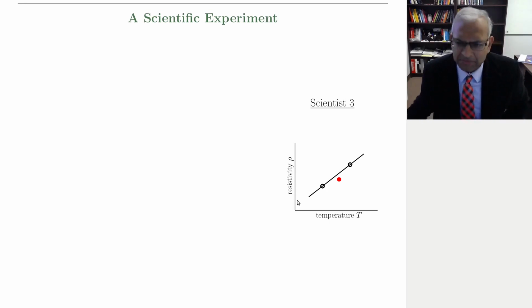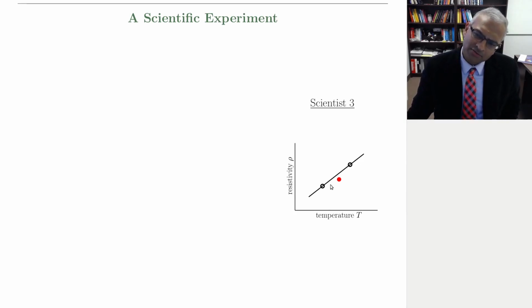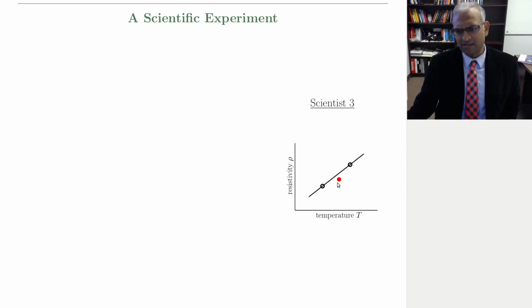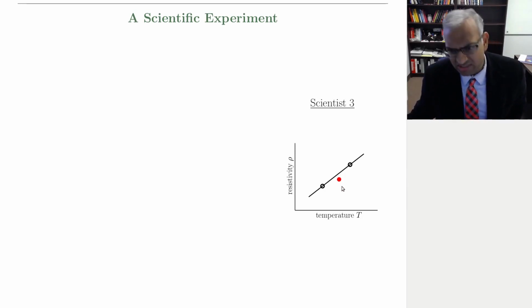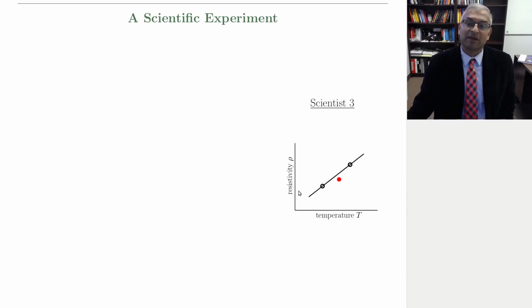very, very careful measurements, has collected the resistivity for 3 temperatures, and finds that, okay, they're almost on a line. There's this red guy who seems to be an anomaly, or is it an anomaly, or have I falsified the theory, or what have you, who knows. Okay, so scientist 3 comes back with this data, and say, okay, thank you very much.